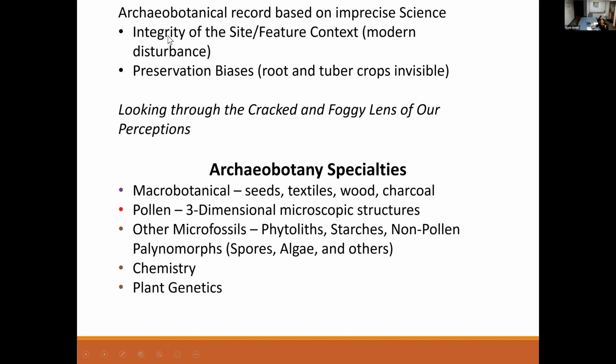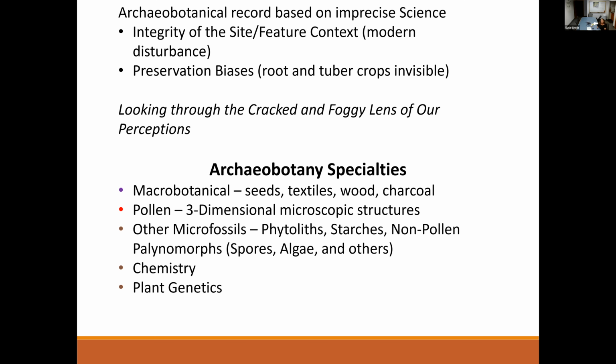So in archaeobotany, there are several specialties or disciplines. Macrobotanical, those are the bits, seeds and charcoal. Textiles is almost a subspecialty. There are people who just do fibers. My thing is pollen, but there are other microfossils, phytoliths and starches. And more recently, people are starting to look at things that come through on microscope slides that are not pollen, but are preserving. These are spores and algae and worm egg cases.